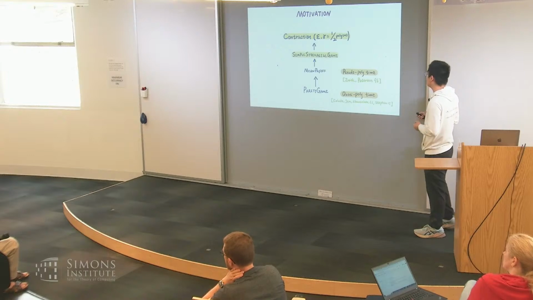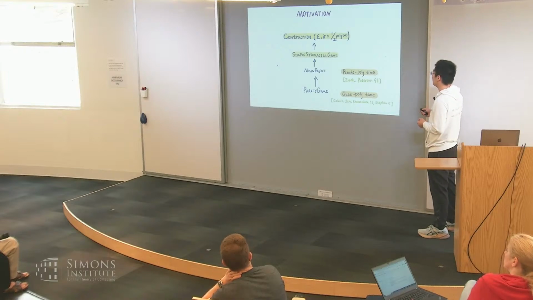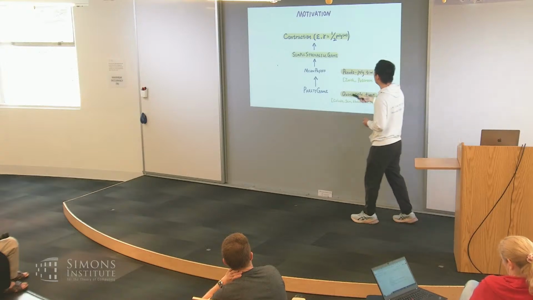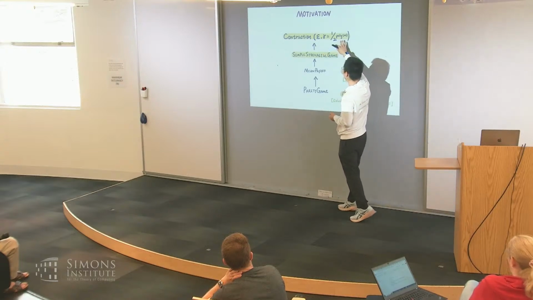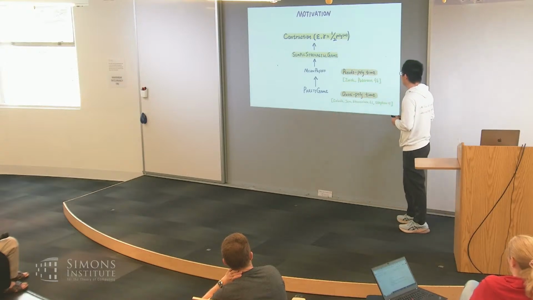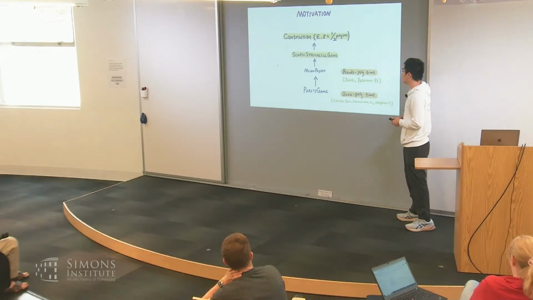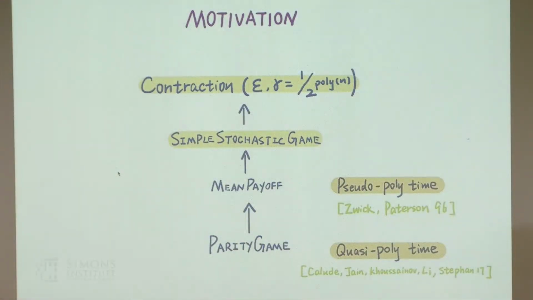Okay, so this is the motivation, and we have specified that in this reduction, this epsilon and gamma are roughly inverse exponential. And what's best known for simple stochastic game is exponential time. For mean payoff game, we have pseudo-polynomial algorithms, which in the worst case are also exponential. For parity game, we have a quasi-polynomial time algorithm.